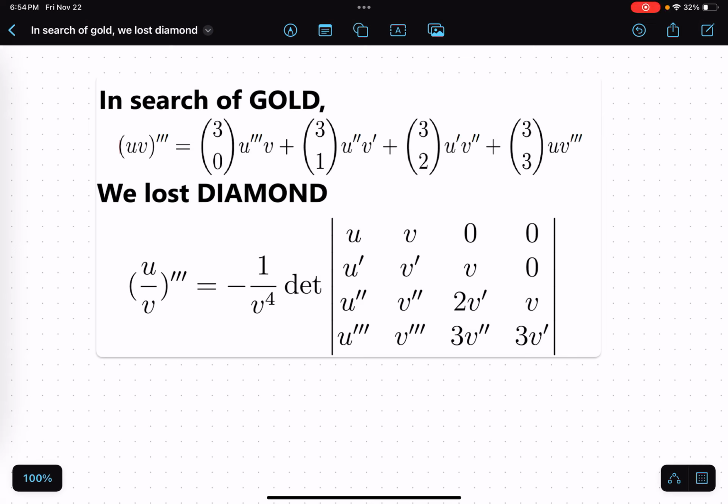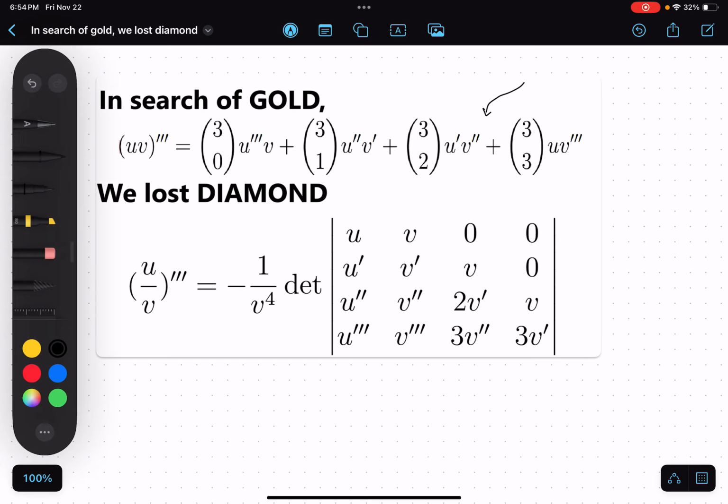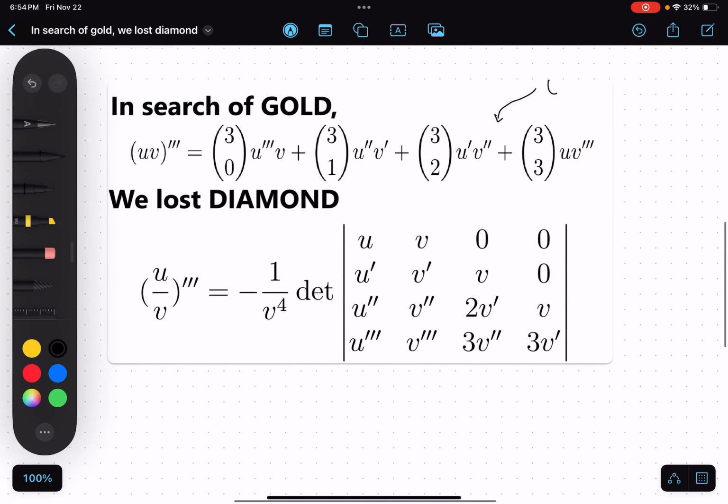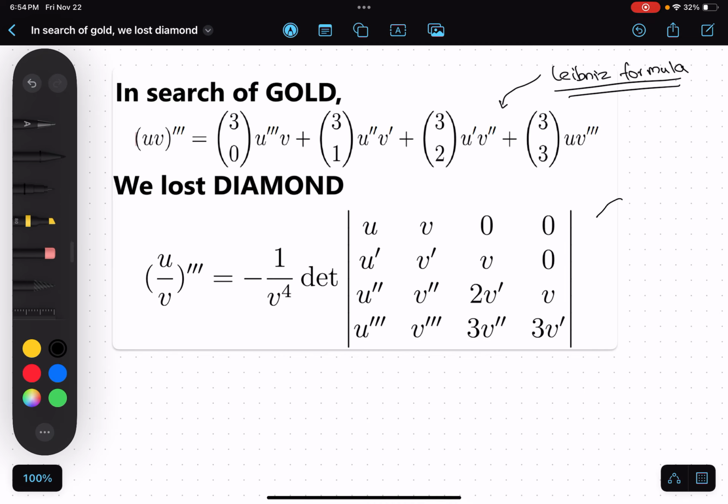In search of gold, we lost diamond. So many of you might probably know about this expression, right? This is just the Leibniz formula, which generalizes the nth derivative of a product. And this over here is the formula for the nth derivative of a quotient, right?